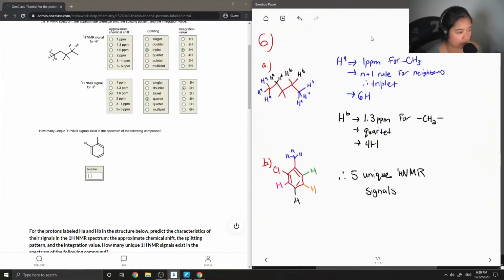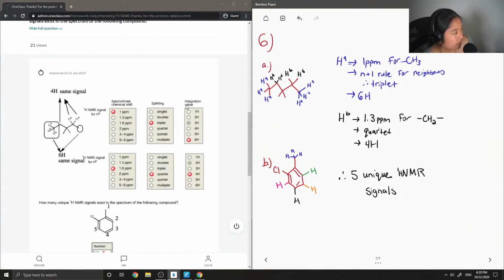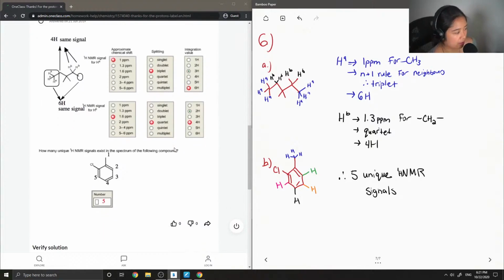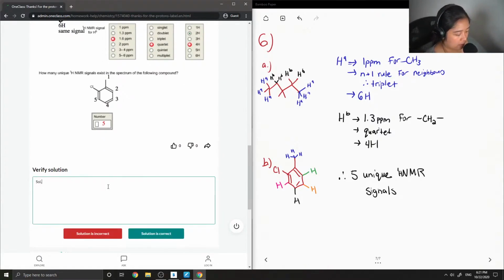Okay, so let's see the answer from our junior tutor. They also noted that the hydrogens here would have the same signals as HA and HB. They have 1 ppm for HA, split as a triplet, 6H. 1.6 ppm, quartet, 4H. Maybe they just looked at a different table. I'll just make a note of that. And then they also counted out 5 unique H NMR signals. So the solution is correct.